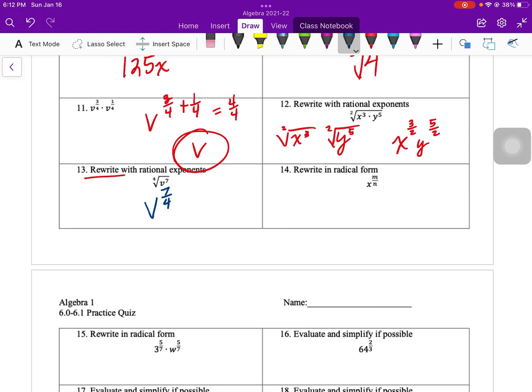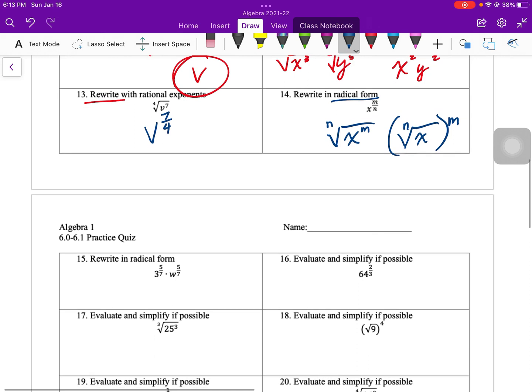It looks like we're going in the opposite direction with number 14. This time we want to go in radical form. Remember, start with your base. X is your base. Your power is m, so that goes on the inside. And your denominator is your root, so that goes on the outside. As a reminder, you can also write that as the nth root of x raised to the power of m, with parentheses. So those both mean the same thing.